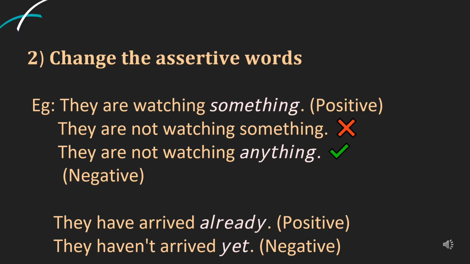So, the second rule is that it is necessary to change certain assertive words when we form the negative. We shall look at another example. They have arrived already. The negative of this sentence is they haven't arrived yet.